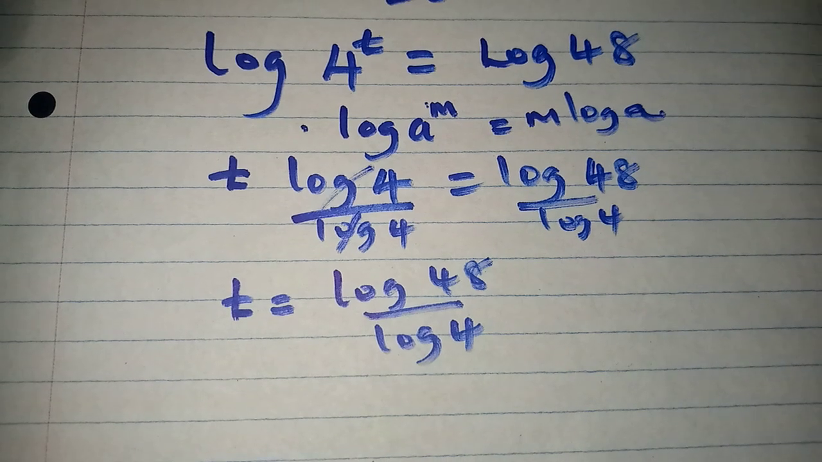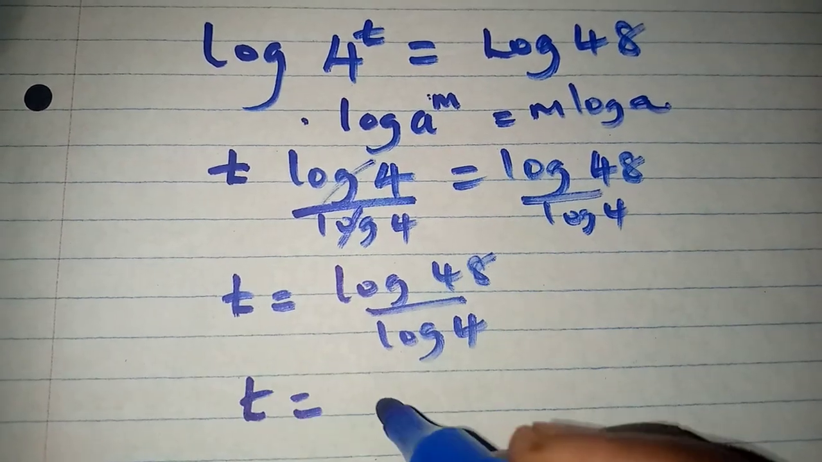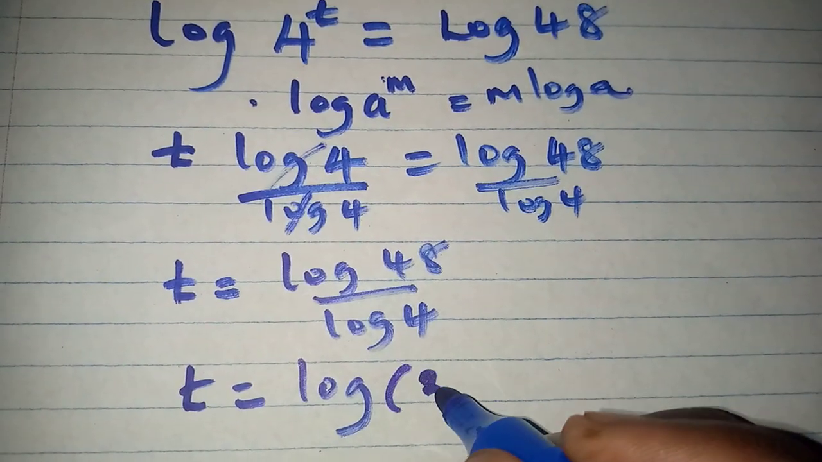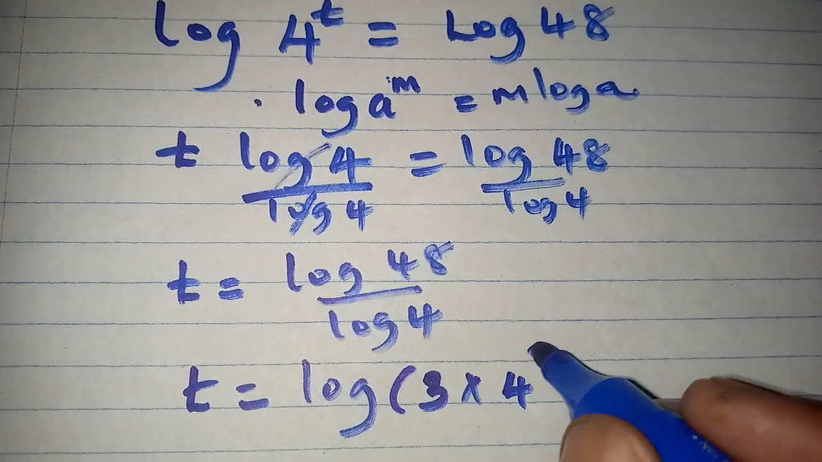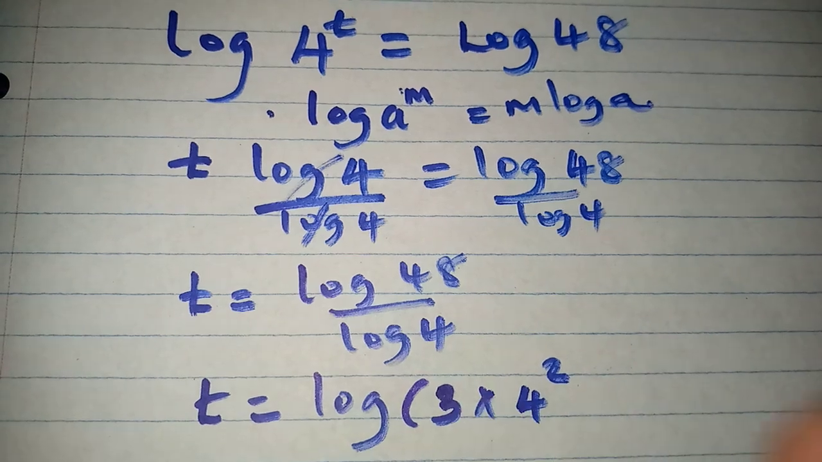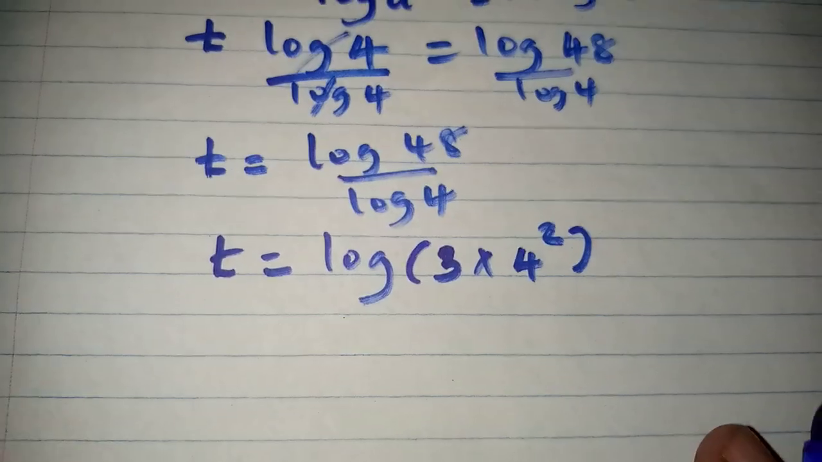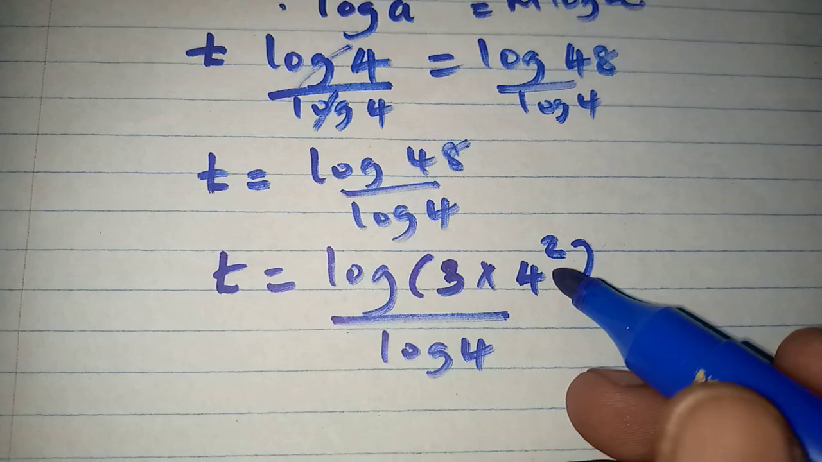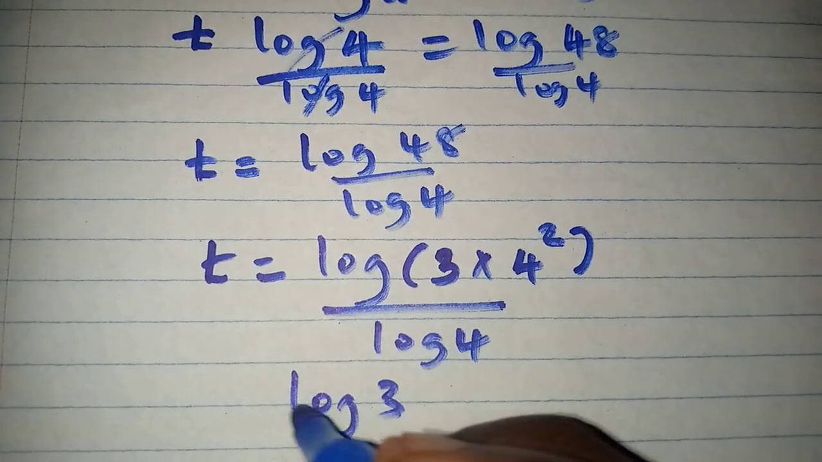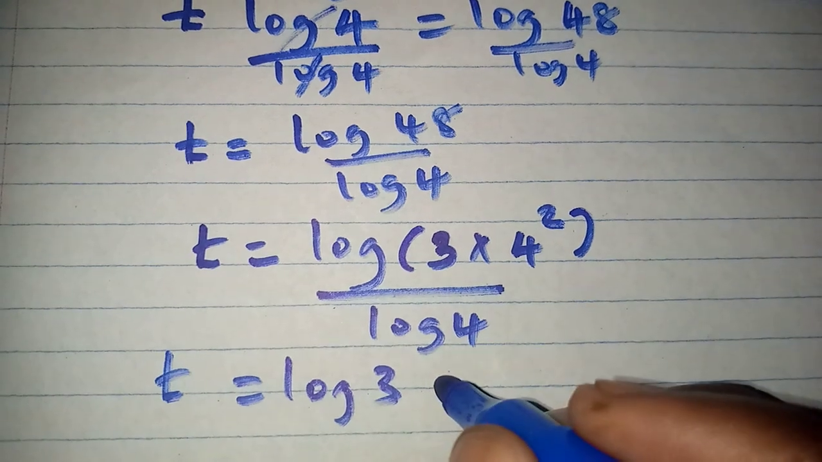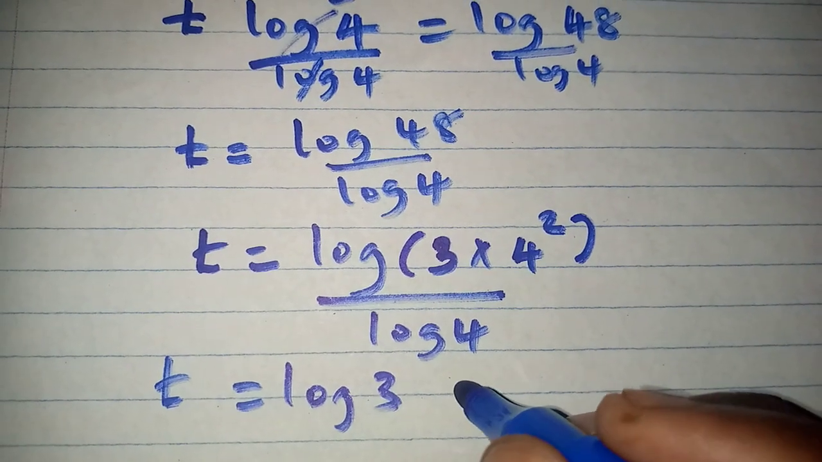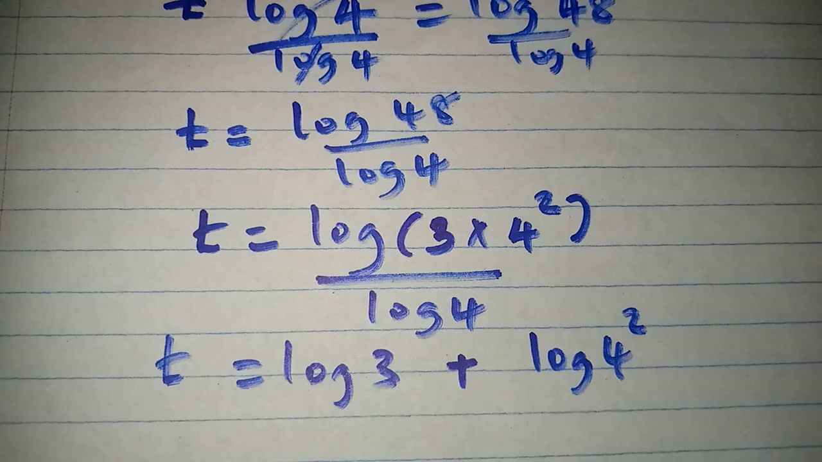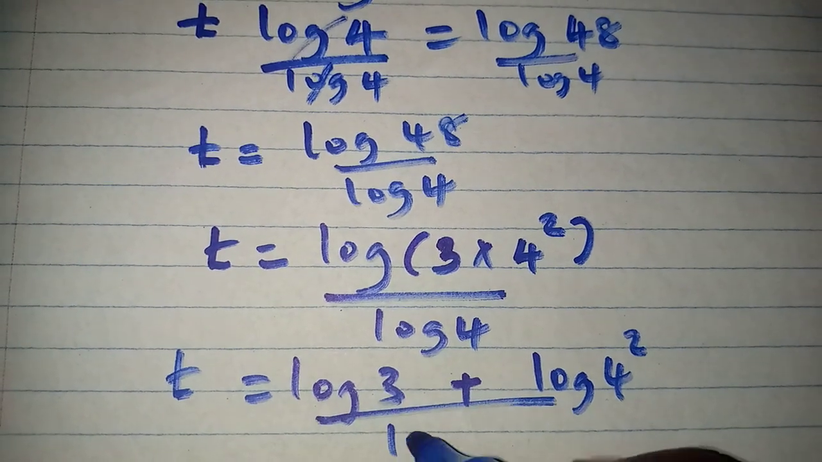Factors of 48, as t is equals to log, I can write it as log 3 times 4 squared. I know 4 squared is 16 times 3 is 48, over log 4. So opening the bracket using log, I'll have log 3 plus log 4 squared divided by log 4.